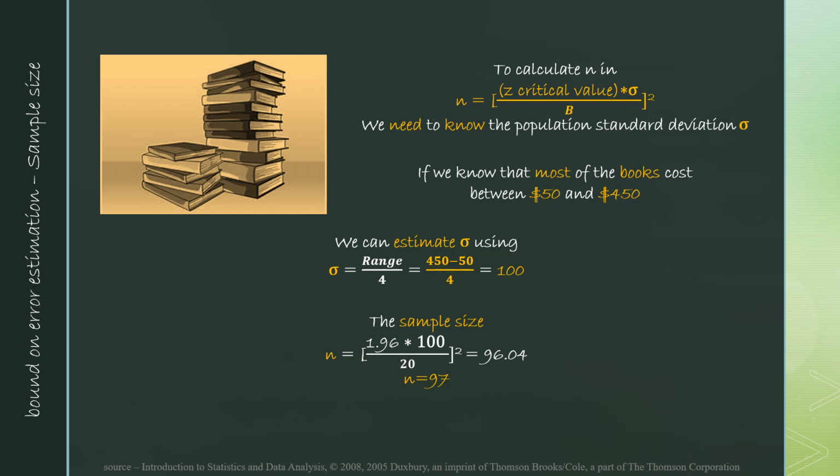The sample size n equals (1.96 multiplied by 100 divided by 20) the whole squared, which equals 96.04, and it is rounded up to 97. Therefore, the sample size required to estimate the true mean textbook cost within $20 using a confidence interval of 95% equals 97 or more.